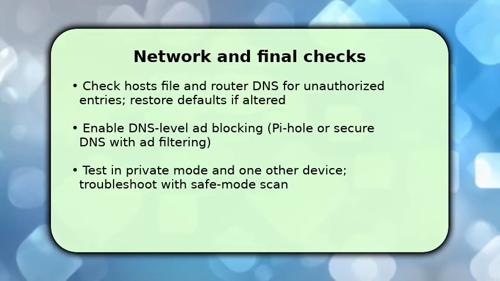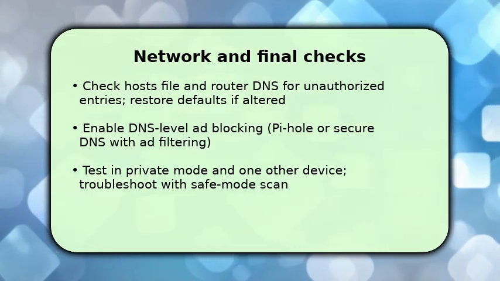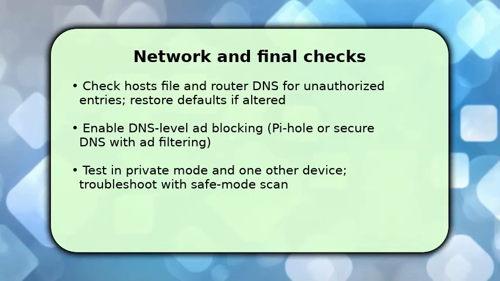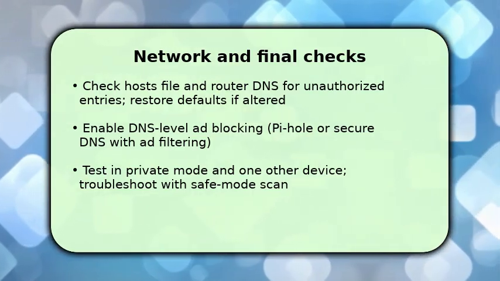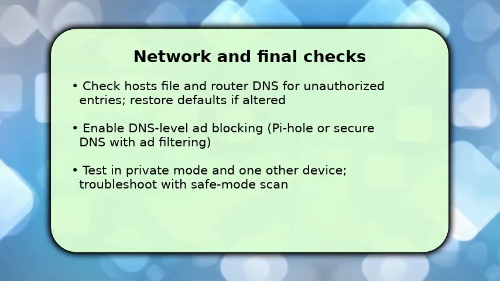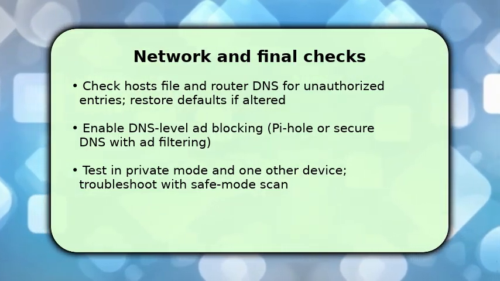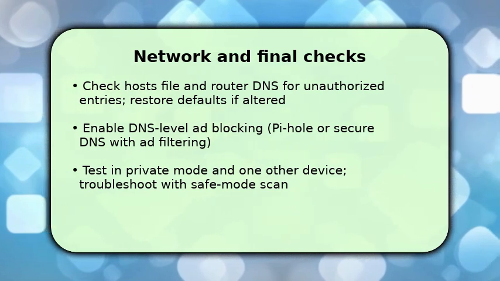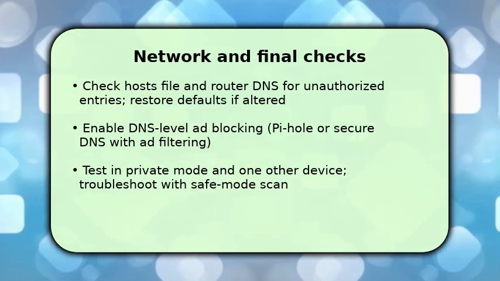For ongoing protection, enable DNS-level ad blocking. Use a Pi-hole or a secure DNS service that filters ads. Once configured, test in a private window and on another device to confirm ads are gone. If ads persist, reboot the router and run a safe mode scan.